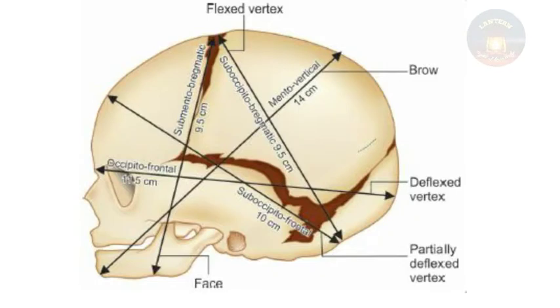So you can see various diameters in this picture. Occipitofrontal, then you can see suboccipitofrontal, then submentobregmatic, suboccipitobregmatic, then mentovertical. The longest one is the mentovertical diameter, that is around 14 centimeter. So this is a picture showing various diameters.